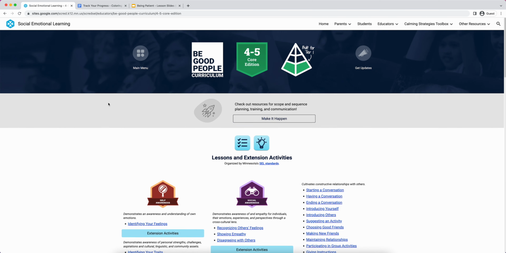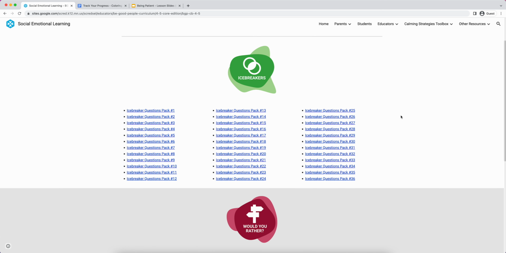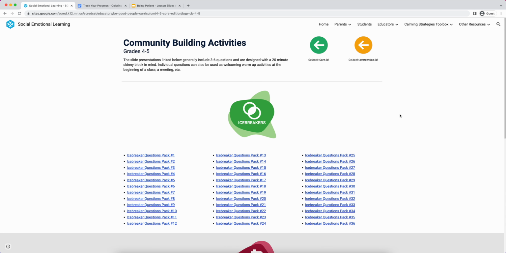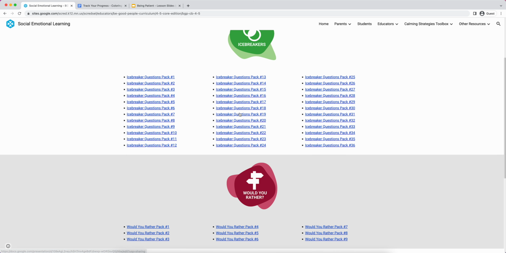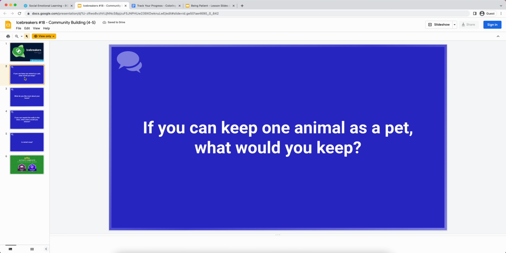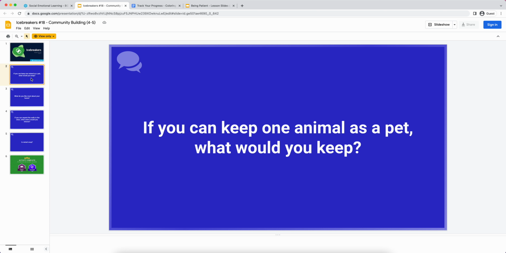And then finally, community building. Your SEL schedule as a grade level or building likely points to this page for community building activities. These are icebreakers, would you rathers, games. It's a growing bank. We're always looking to expand it, but it puts these at your fingertips. So during your morning meeting or Class Connect time, you can be pulling up these questions. There's generally 4, and you might not even get through all of them.